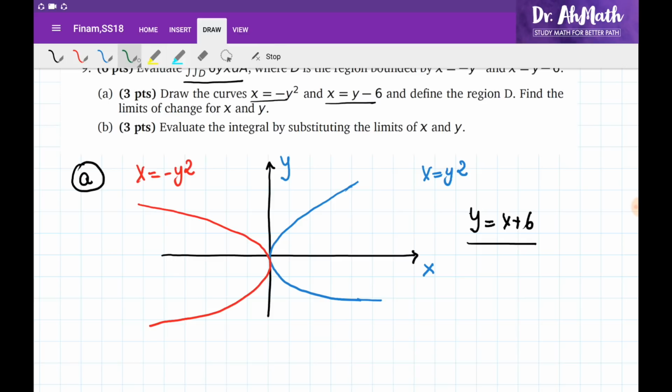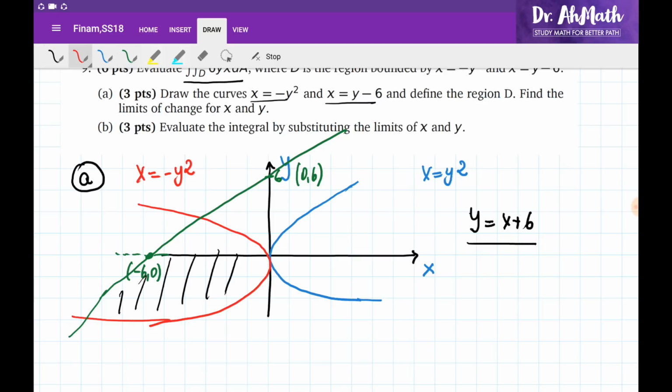So the first point is going to be here, 6. If you substitute x equal to minus 6, y is going to be 0. It's going to be some point here. So this point has the coordinates 0 and 6, and this point has the coordinates minus 6 and 0. If we connect them, this is going to be this line. And our region is defined here.